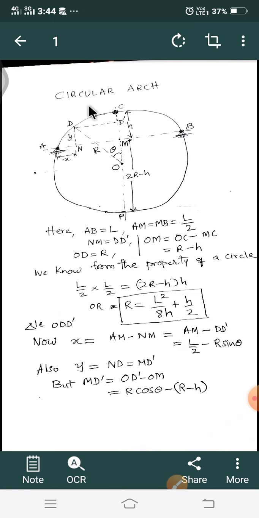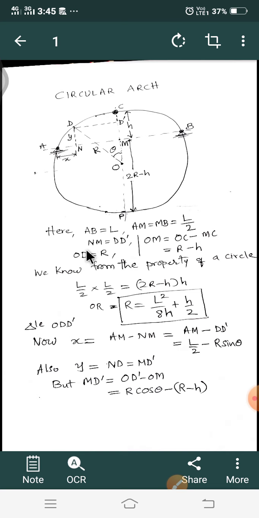So let us see this circular arch here. In the circular arch I have shown a circle like this. One part of this circle forms a circular arch. So A is the left support, B is the right support, and ACB is the circular arch. Now our job is to find out the radius as well as theta and y values. So y is here, theta is here like this. We should be able to get this using the properties of a circle.